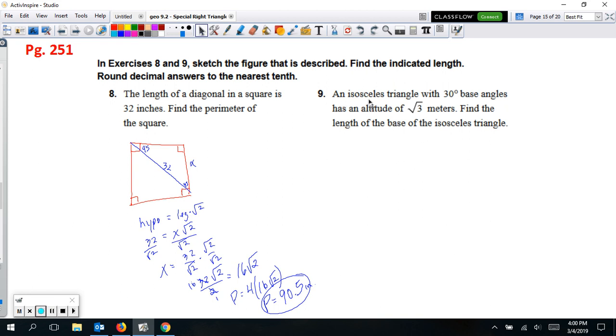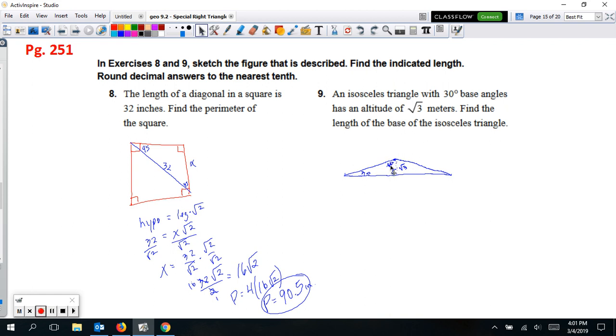Alright, this next one says an isosceles triangle with 30-degree base angles has an altitude of square root of 3 meters. Find the length of the base of the isosceles triangle. So first, let's go ahead and draw an isosceles triangle with base angles of 30 right here. So if this is 30 and this is 30, 30 and 30 makes 60. Our third angle has to be 120 up on top here. We're going to do an altitude from that. So that altitude right there will be our square root of 3. So that means if you bisect this right here, bisect 120, each side is 60.